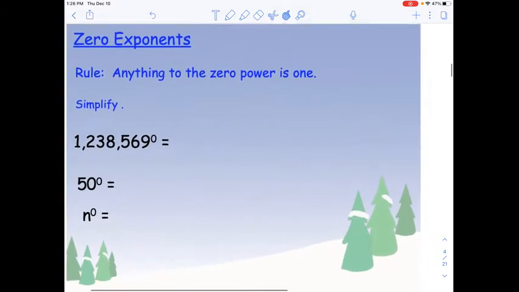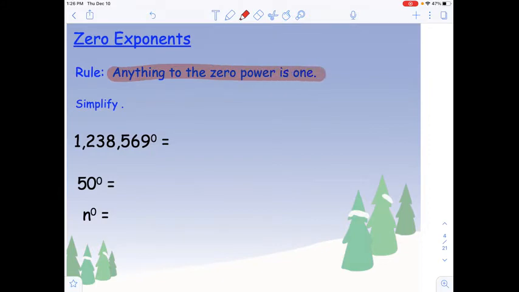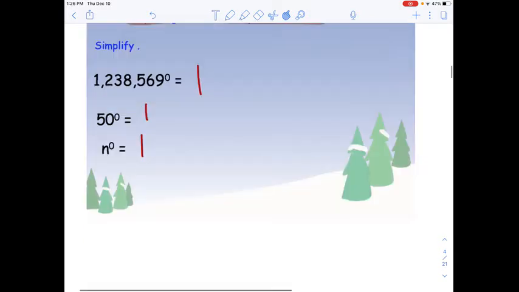So 0 exponents are actually kind of nice because anything to the 0 power is 1. So 1,238,569 to the 0 power, 1. Anything to the 0 power is 1. 50 to the 0 power, 1. N to the 0 power, 1. Because no matter what number we would plug in for n, anything raised to the 0 power is 1.